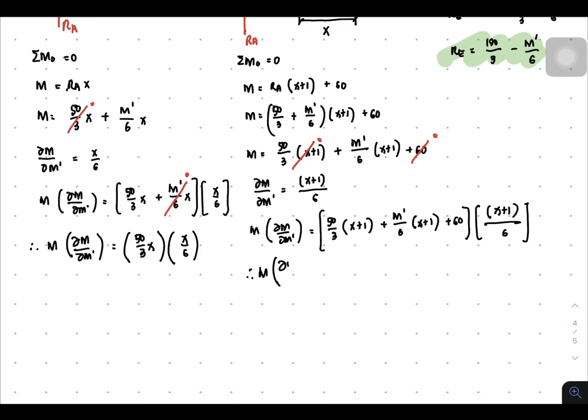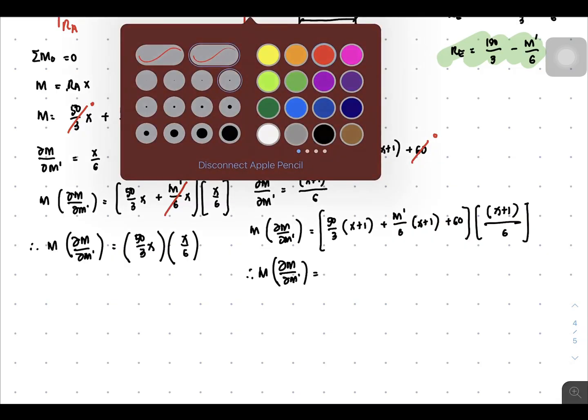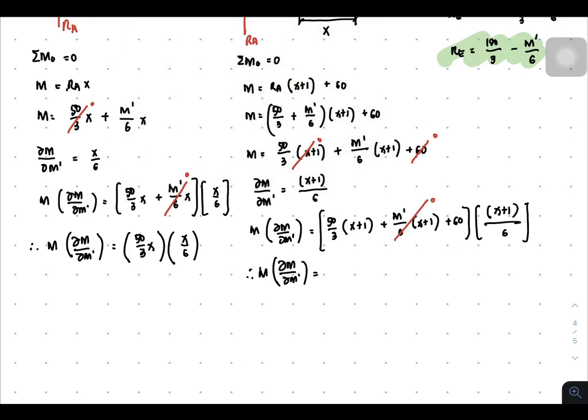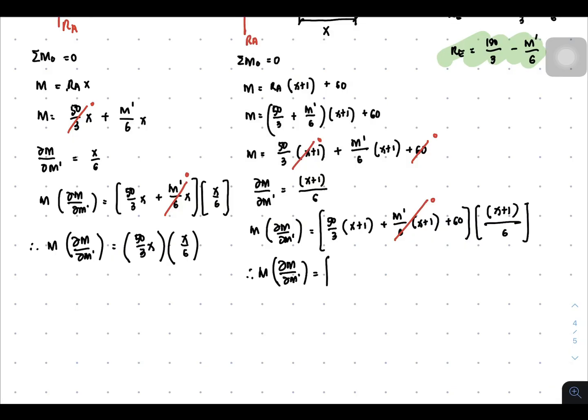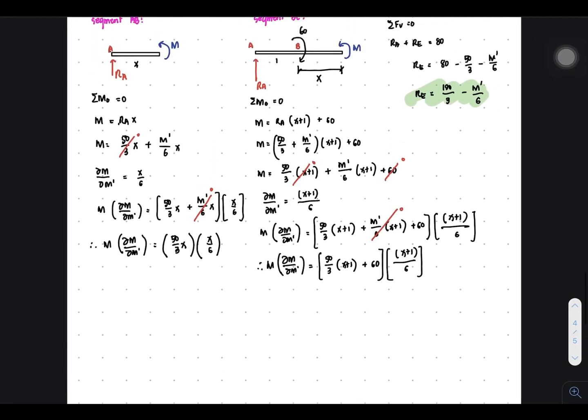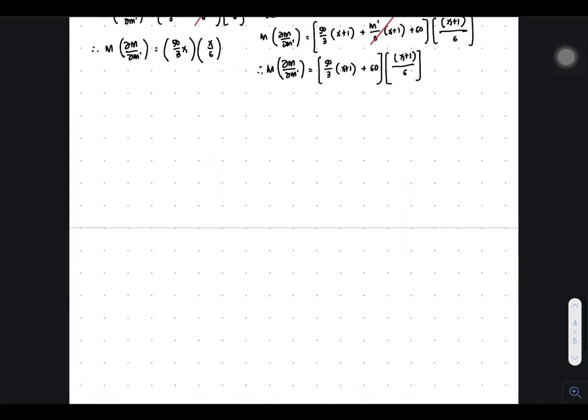And this time, the final product of the two terms is equal to, since we will now be setting m prime to permanent 0. So here, it's going to be now 50 over 3 x plus 1, then plus 60 to be multiplied by x plus 1 over 6. That is for the segment BC.